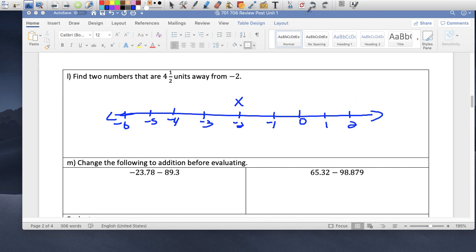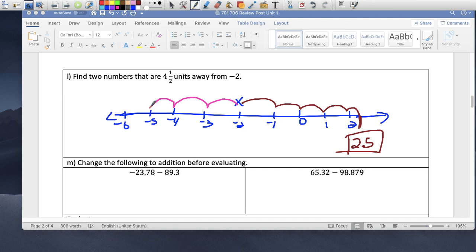Let me just extend this line a little bit. So again, changing colors, 4 units away would be 1, 2, 3, 4, and 4.5. What number would that be? Well, that number would be 2.5. So if you go 4.5 units to the right, you land at 2.5. So that's one number. And on the other side, let's go 4.5 units. 1, 2, 3, 4.5 will land us at negative 6.5. So here are my two numbers that are 4.5 units to the right of negative 2 and 4.5 units to the left of negative 2.